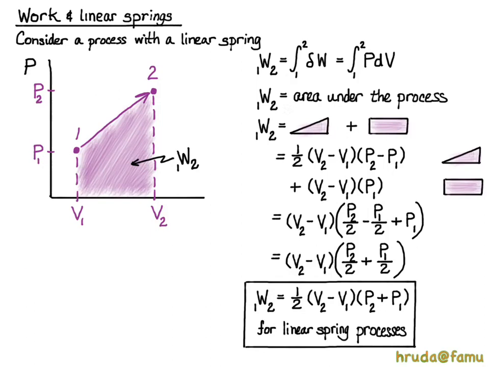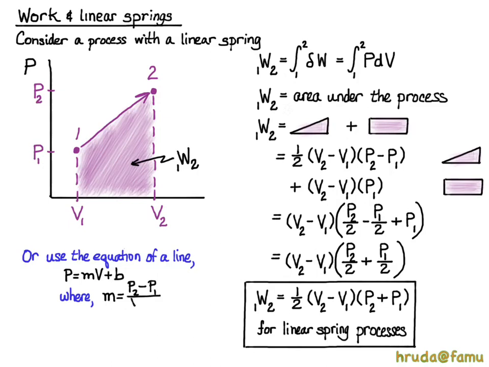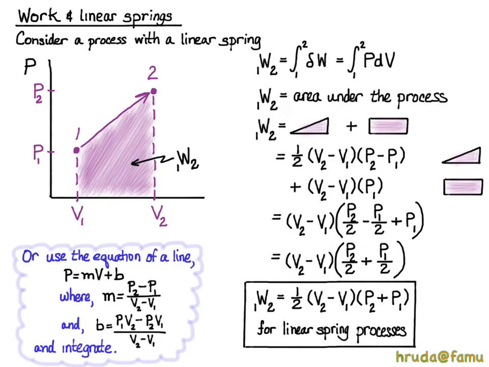Now, you could do it another way, which is you could get the equation of the line, where the equation of the line is y is equal to mx plus b, or you could say pressure is equal to m times volume plus b, where the slope, m, is equal to P2 minus P1 over V2 minus V1, and then you could get the intercept b, which is equal to P1 times V2 minus P2 times V1 over V2 minus V1, and integrate. But I think we can all agree that it's just easier to add the area of the rectangle and the area of the triangle.